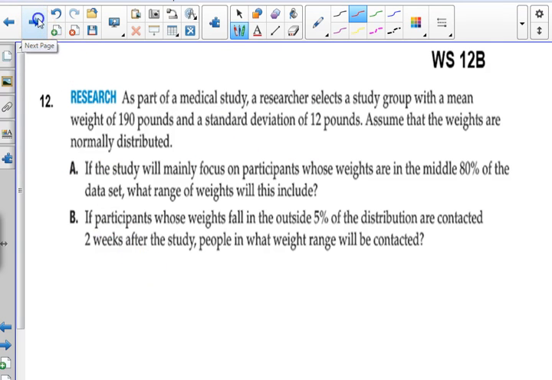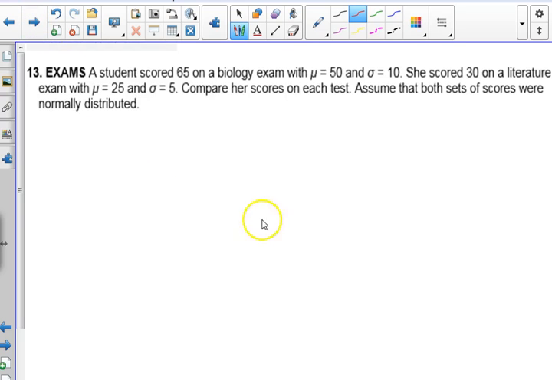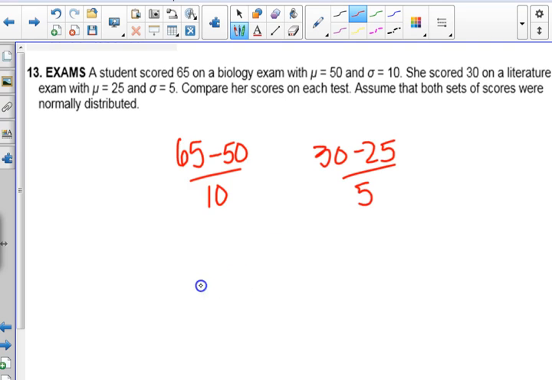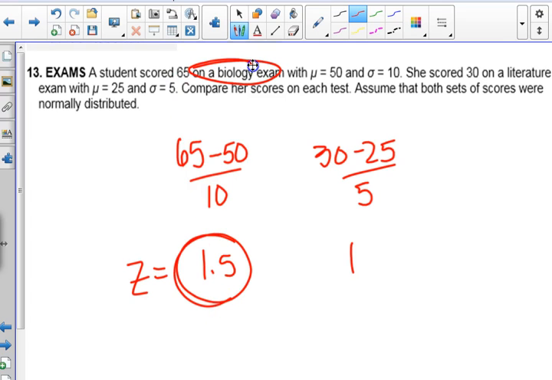Oh, I had 2 more questions. This is the one I wanted to get to. If you got a 65 on a test with a mean of 50 and a standard deviation of 10, and on another test you got a 30 with a mean of 25 and a standard deviation of 5, which did you do better on? This one you were more z-scores above the mean, right? Yes, you're further above the mean on the first test, the biology test.